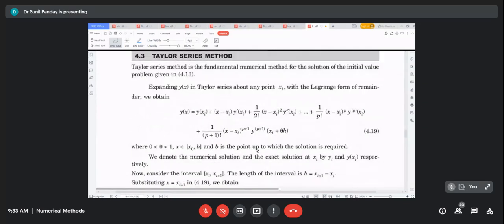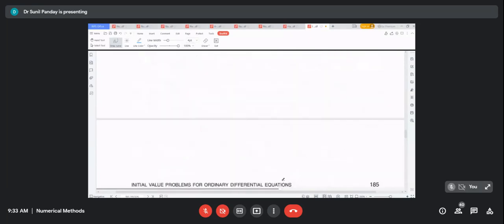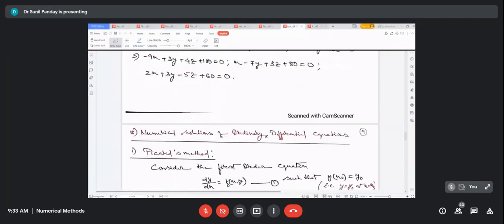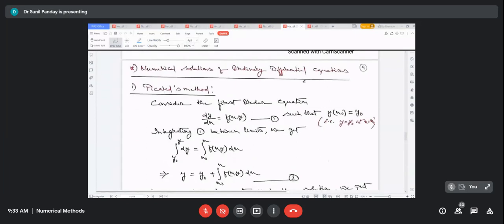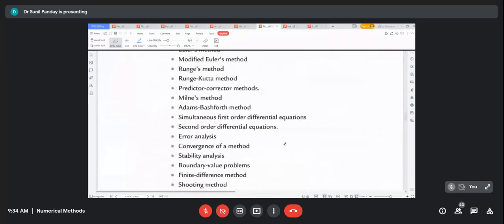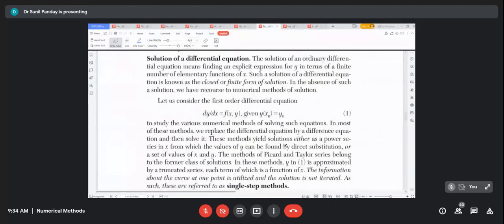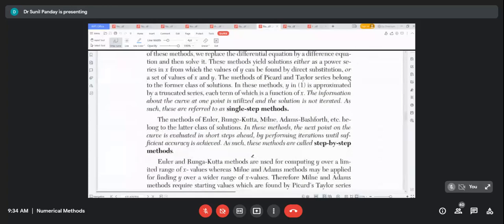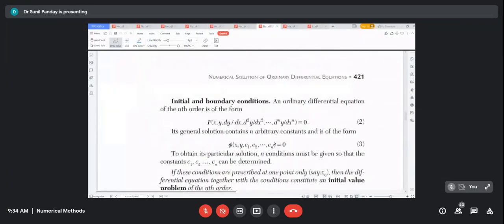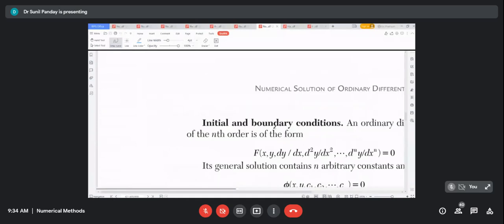Then we have this Taylor. So this we will come to later on, this Taylor. Then we discuss this Picard. Single step and multi-step methods are already discussed. Okay, so we have discussed this thing.